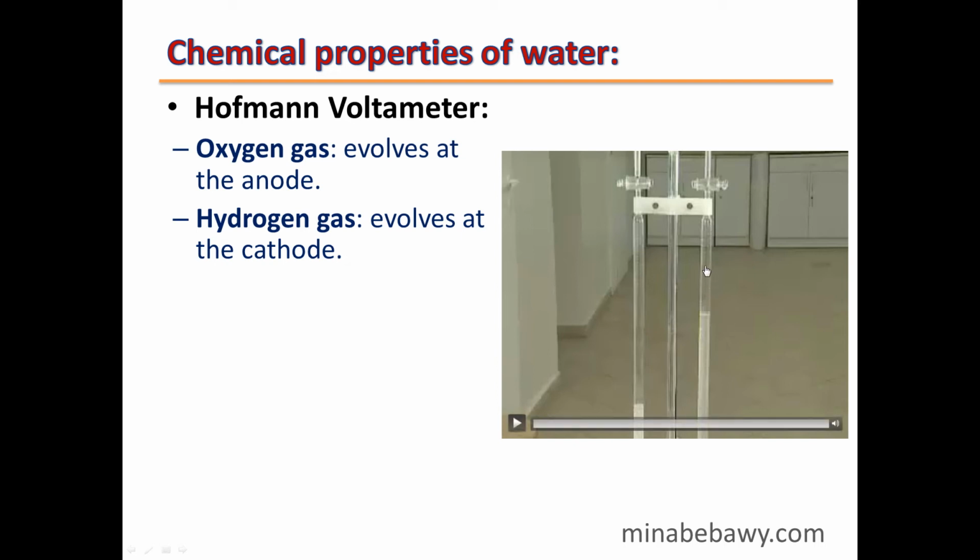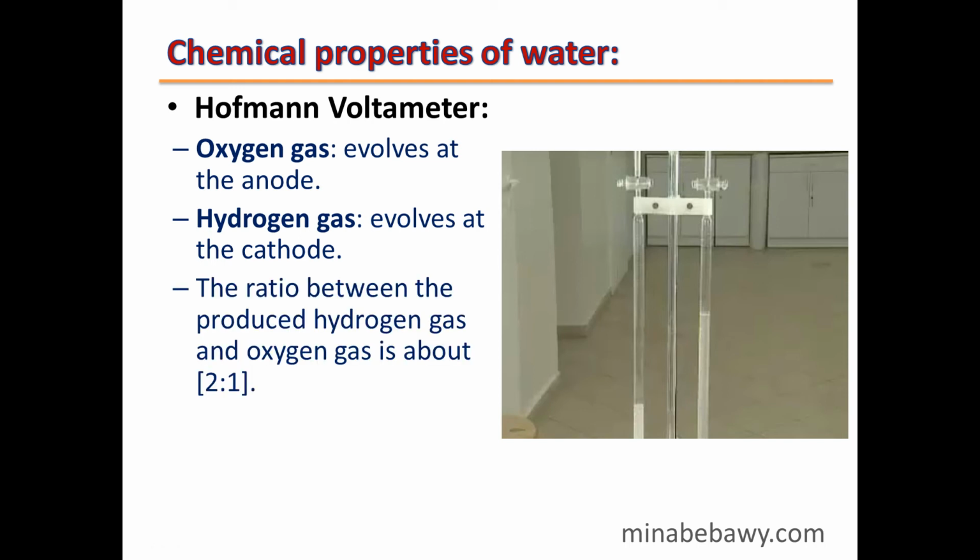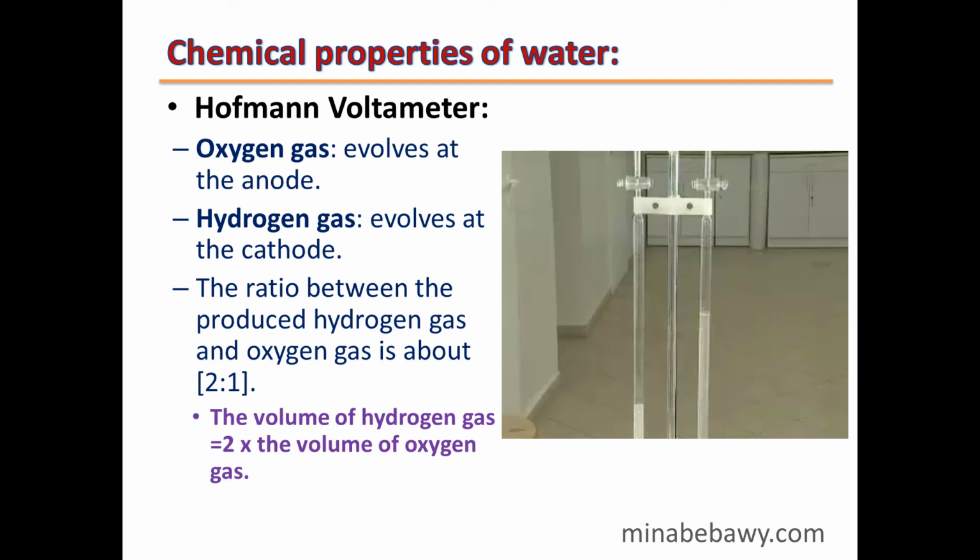This space represents the volume of oxygen, while this space represents the volume of hydrogen. And as you can see, the volume of hydrogen is twice the volume of oxygen. The ratio between the produced hydrogen gas and oxygen gas is about 2 to 1. So the volume of hydrogen gas equals 2 times the volume of oxygen gas.